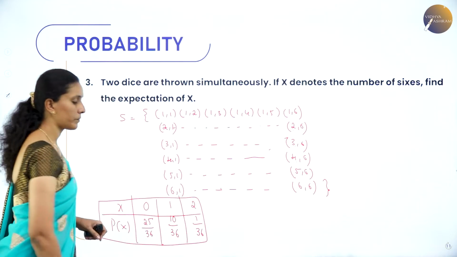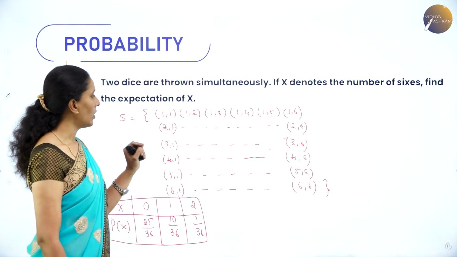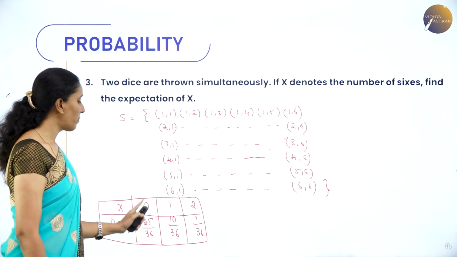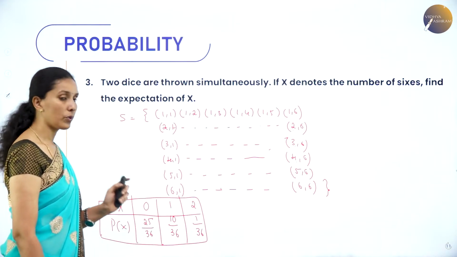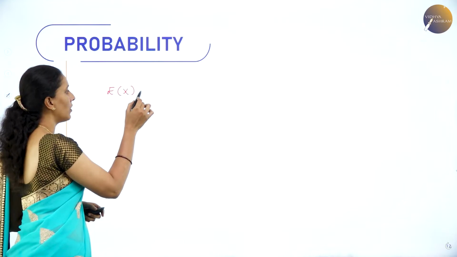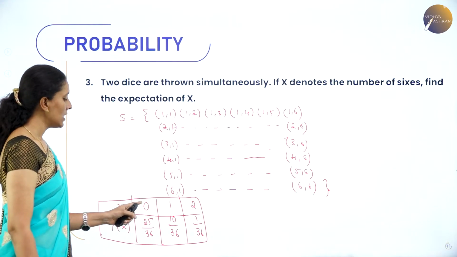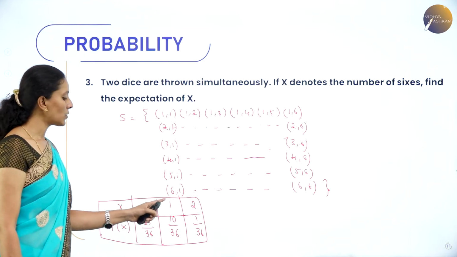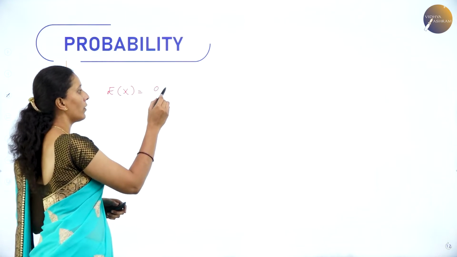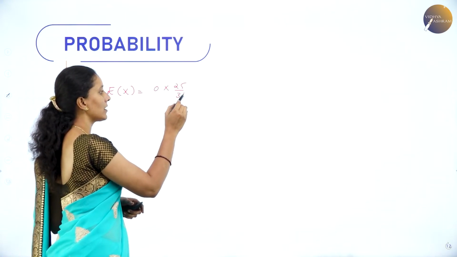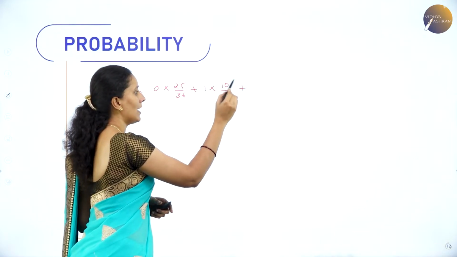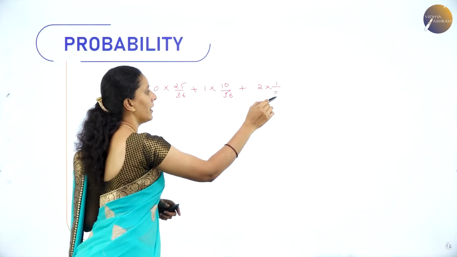Now I need to find out the expectation of x. Again, expectation of x means the sum of the product of the random variable with respect to its probabilities. So therefore, here I'll write E of x is equal to, clearly we can see here, 0 into 25 by 36 plus 1 into 10 by 36 plus 2 into 1 by 36.